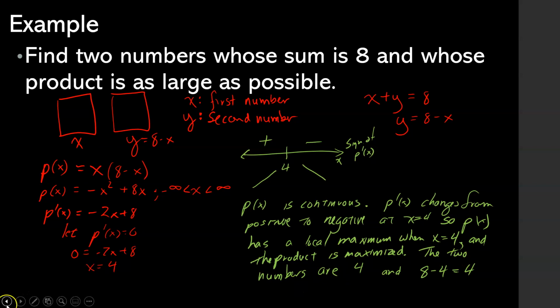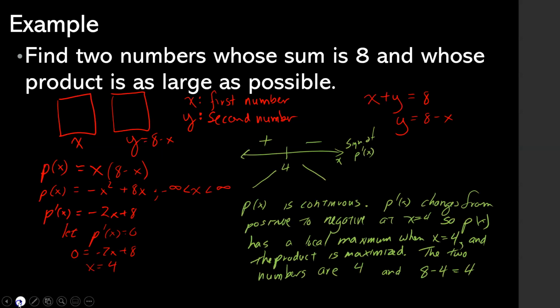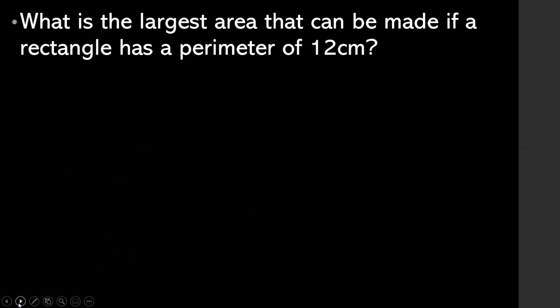Let's go back and say what we did. We tried to draw a diagram. We labeled everything. We got down to one variable instead of x and y. We made that just all in terms of x. We made our equation, which was that product. We found our maximum. We justified, and then we actually wrote the answer. So for the rest of these, that last part's all going to be the same. The justification and answer, I'm going to work more on the modeling.